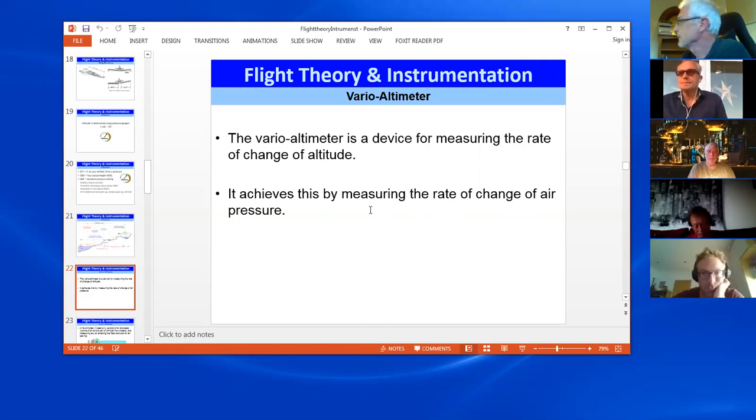Vario. What do you need to know about Vario? The syllabus says: understand the basic working principles of altimeters and variometers. That's all. It's basic working principles. The basic working principle is that it's a device for measuring the rate of change of altitude. It achieves this by measuring the rate of change of air pressure.